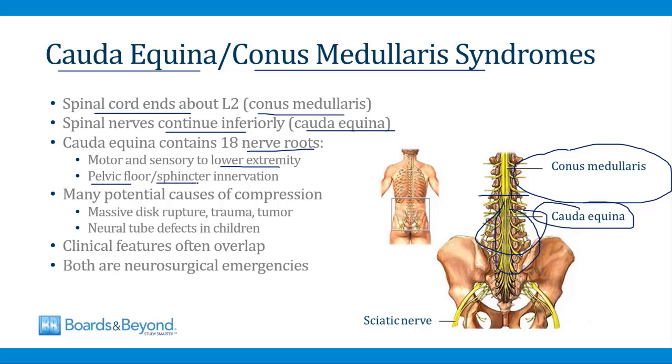And so either of these regions, the cauda equina or the conus medullaris, can become compressed through a number of mechanisms. This can happen from a massive disc rupture, from trauma, from a tumor. You can also sometimes see this in children who have neural tube defects. We'll talk about the clinical features of cauda equina and conus medullaris syndrome separately, but you should know that in actual practice, the clinical features often overlap. And as I said earlier, any evidence of one of these syndromes is a neurosurgical emergency.